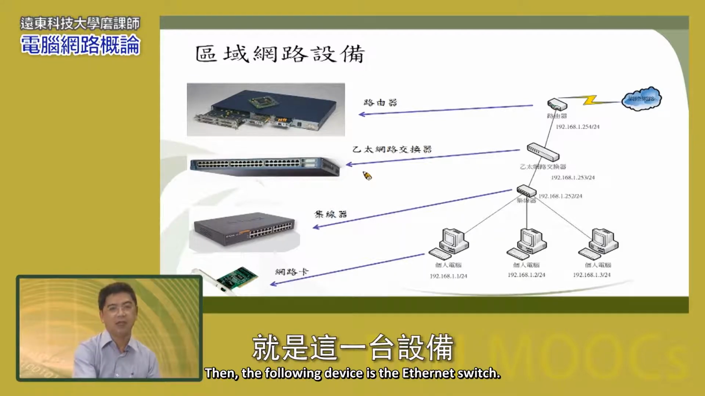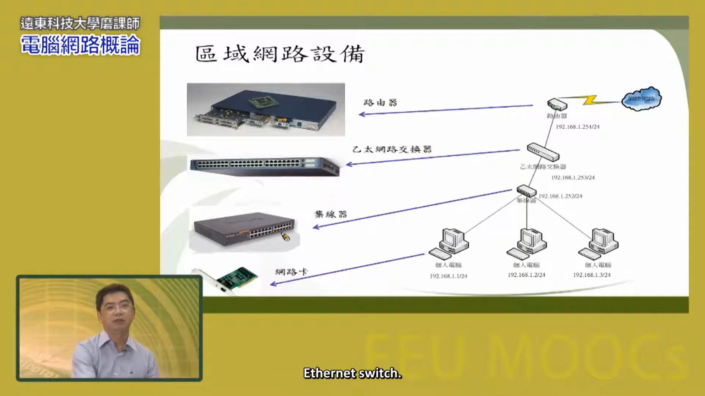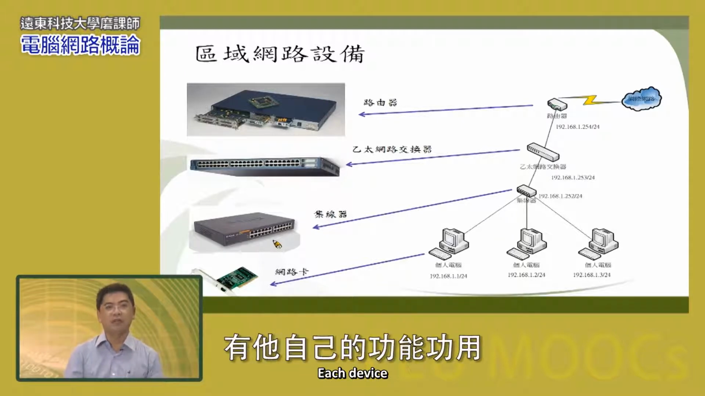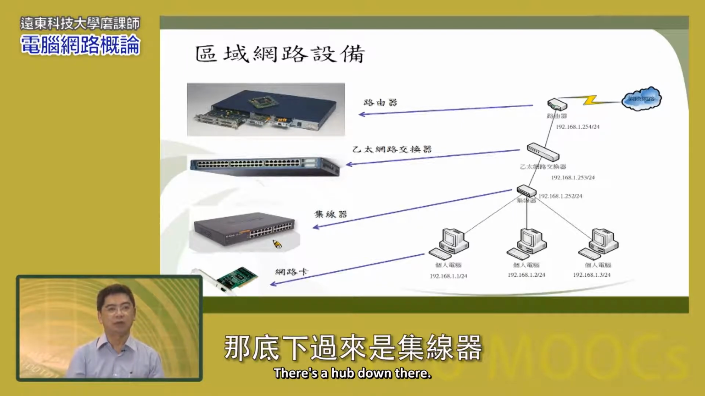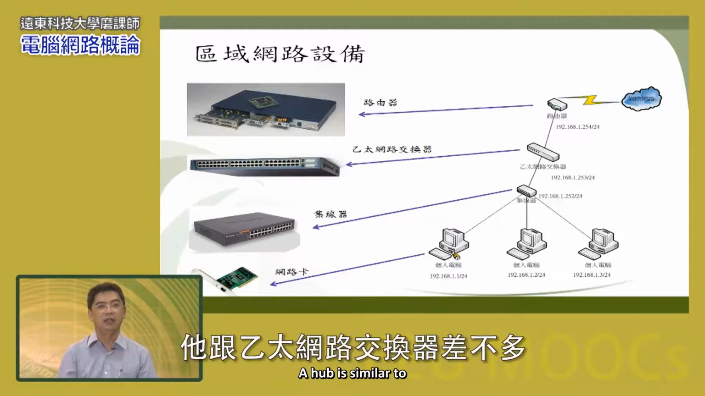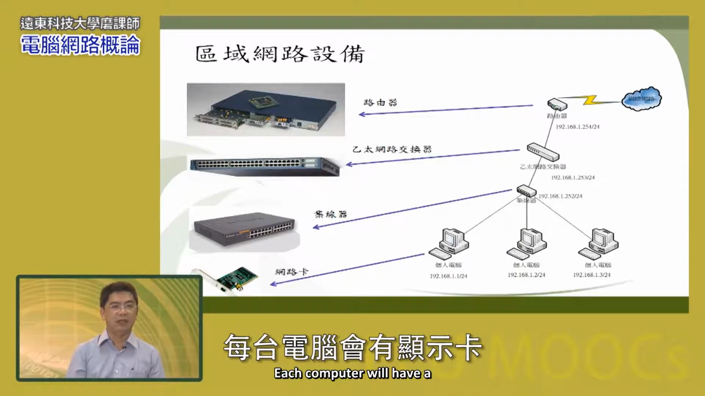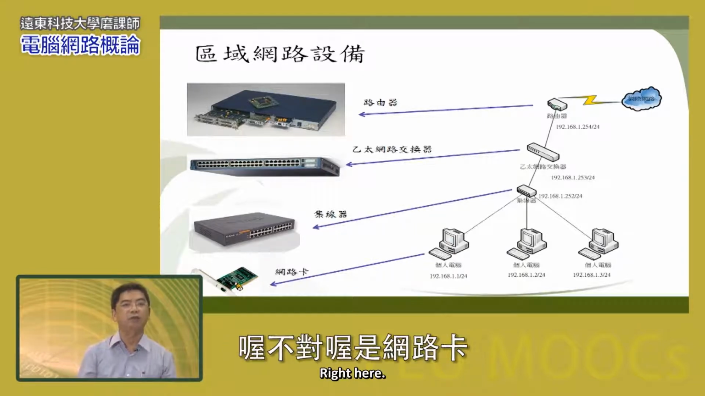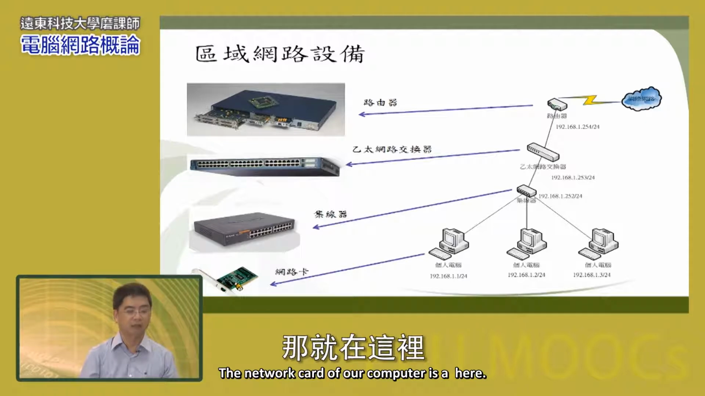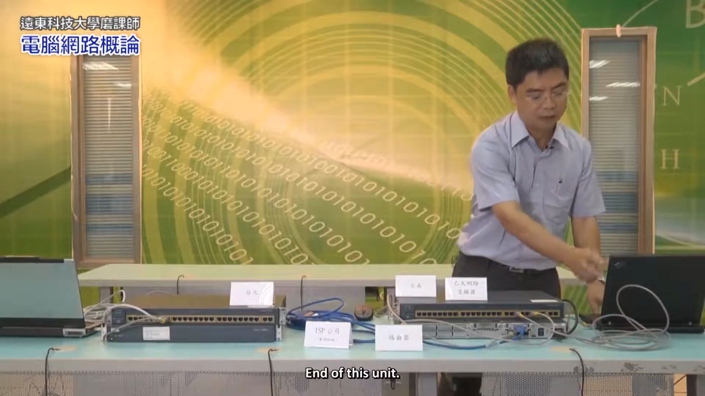Then, the following device is the Ethernet switch. This is the Ethernet switch. Each device has its own function. There's a hub down there. There's no hub in this real lab. But the slide shows a hub. A hub is similar to an Ethernet switch. What about the computer? Each computer will have a network card, right here. The network card of our computer is here. End of this unit.